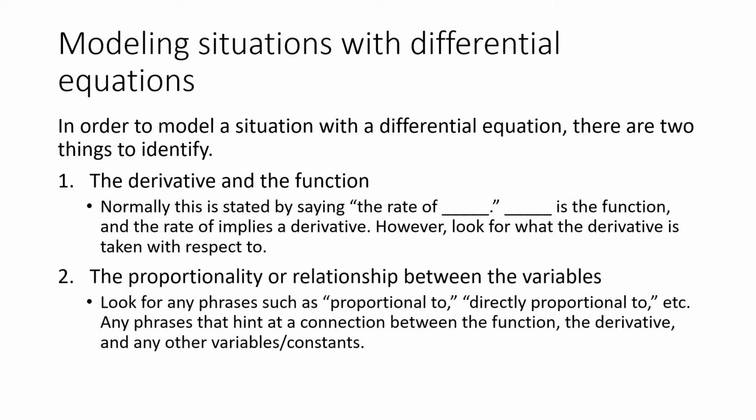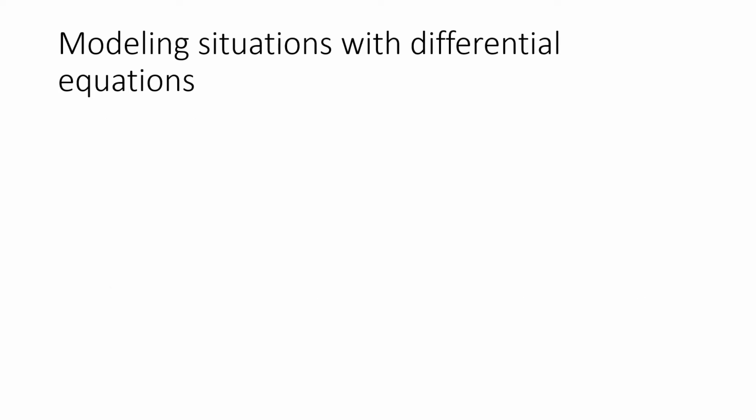The proportionality relationship between the variables is also very important. If it says equals to, that's self-explanatory, and you'll already have a basis to set up your equation. But there are phrases such as dy/dt is proportional to y. That would mean that dy/dt is equal to some constant, let's call it c, times y. And if it says it's equal to some constant times y, even easier. More broadly, there may be phrases that hint at the connection between the function, the derivative, and any other variables or constants, but proportionality or an equivalence are the most important ones.